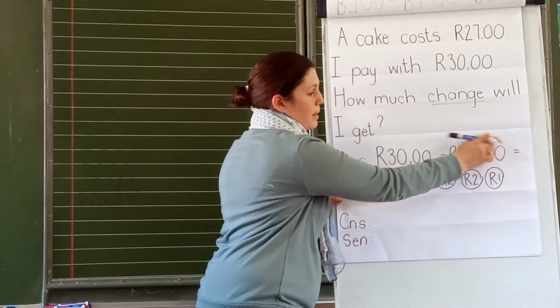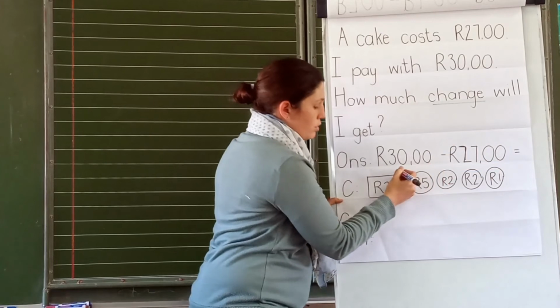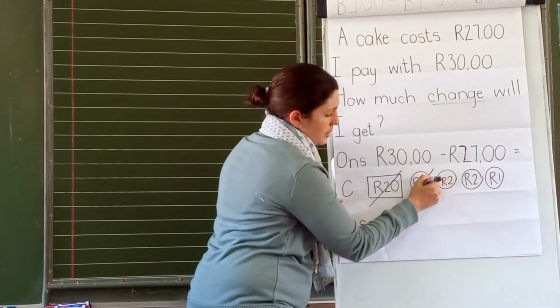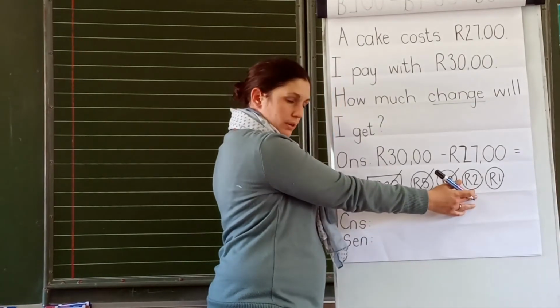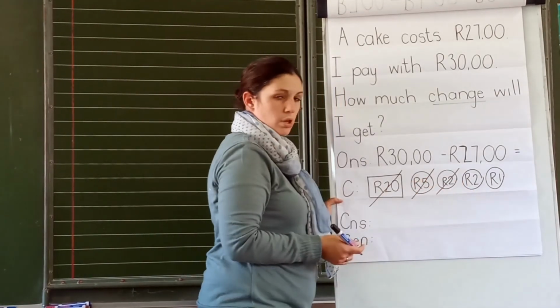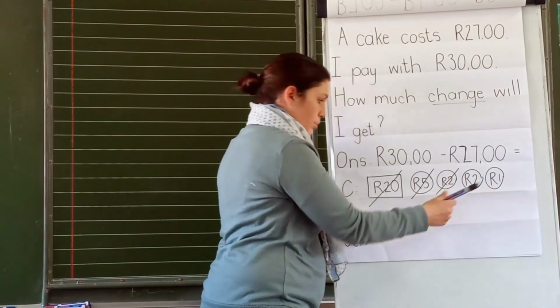Now I can go and minus the 27 here. So there's 20 Rand gone, 25, 27. I could have used this 2 Rand if I wanted to. It was just that this one was closer. And now I'm left with 3 Rand.